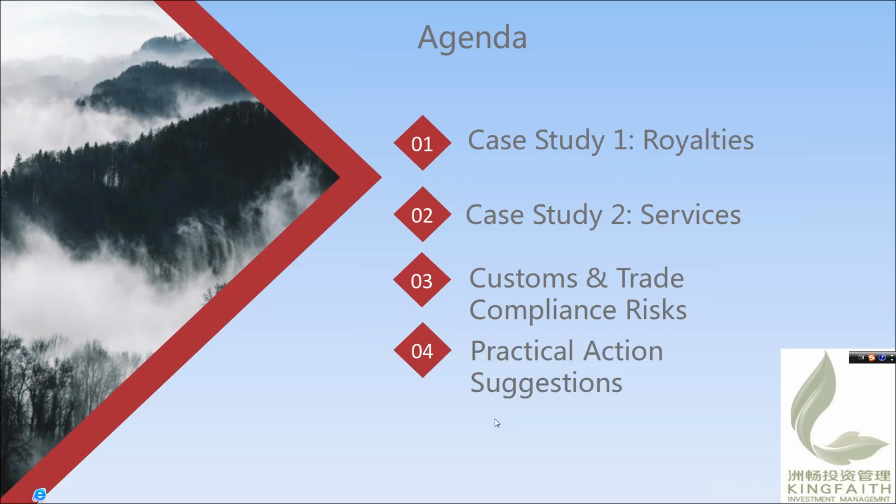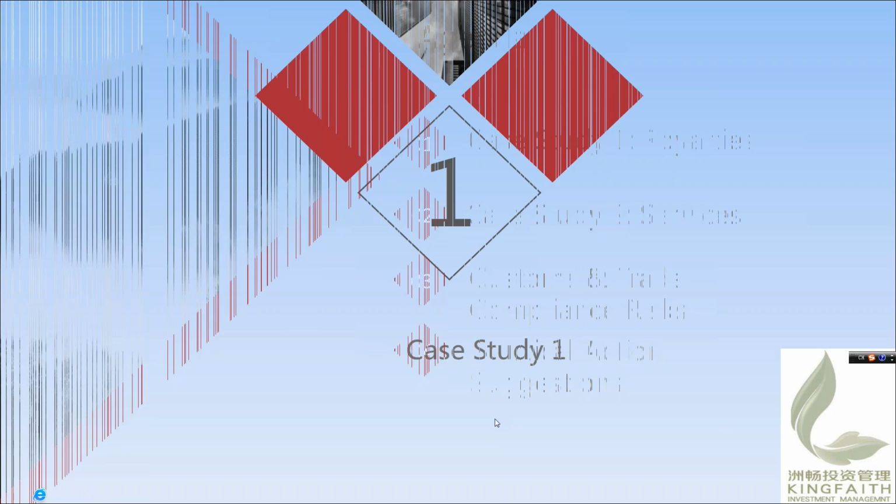Second part is about the case study involving services. The third part is about the risks related to customs and trade compliance. The fourth part is about practical action suggestions. Now, let's first have a look at the first case study.